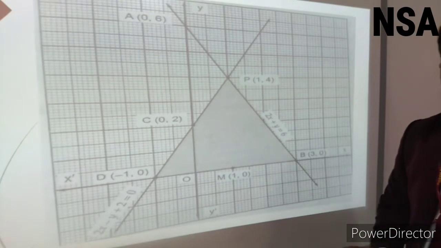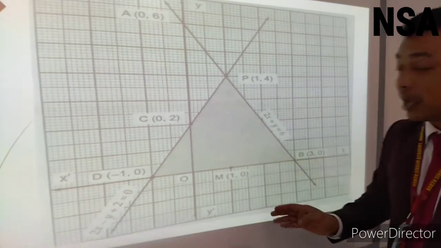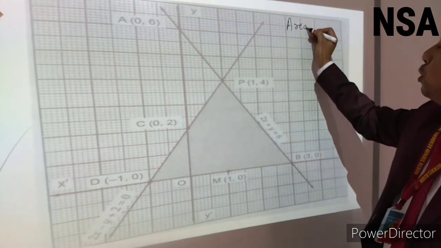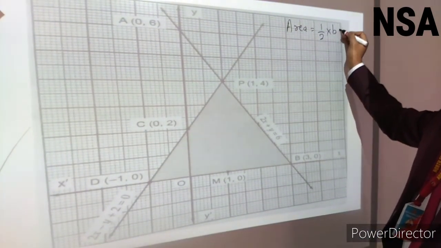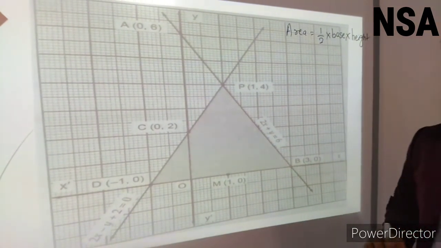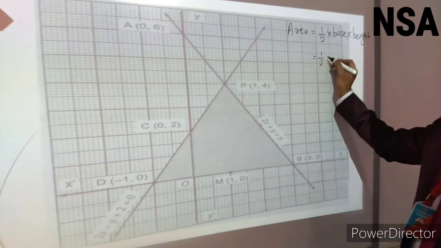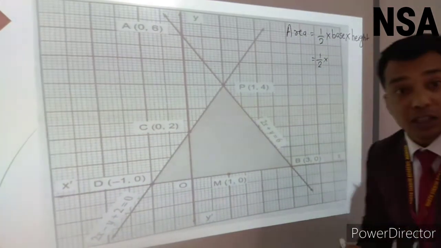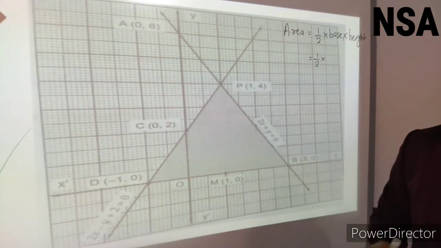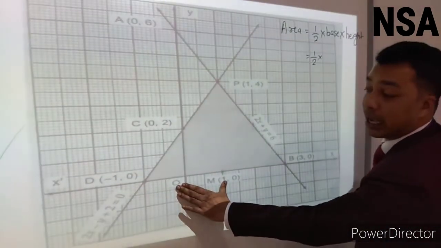Once you have shaded the triangle, then comes the very important thing: how to find the area. In order to find the area on the graph, you can use the formula, area equals half into base into height. This is the formula which we can use to find the area in case of the graph. So the half will remain as the half. Now comes the base. The base is always taken as the axis which is mentioned in the question. In this question it was the x-axis. So the x-axis here will be your base.